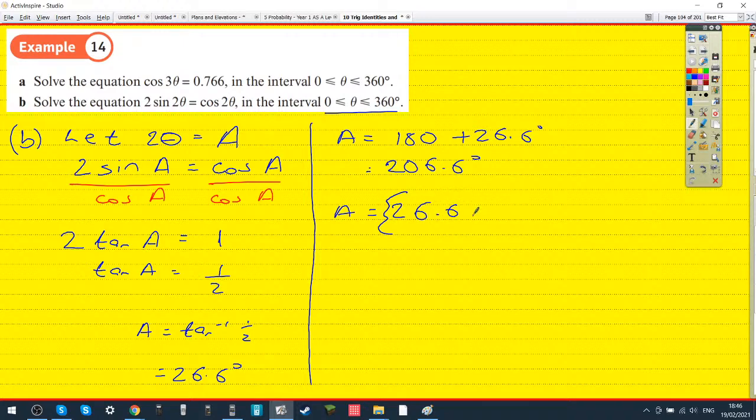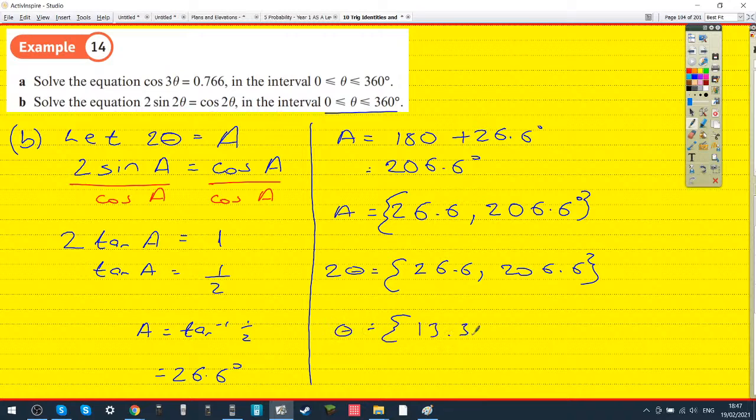We don't want A, we want theta. So divide by 2. Yes, so A is 2 theta. And so for 1 theta, divide everything by 2. What do you get? 13.3. Yep. Theta equals 13.3 and 103.3. Well done.